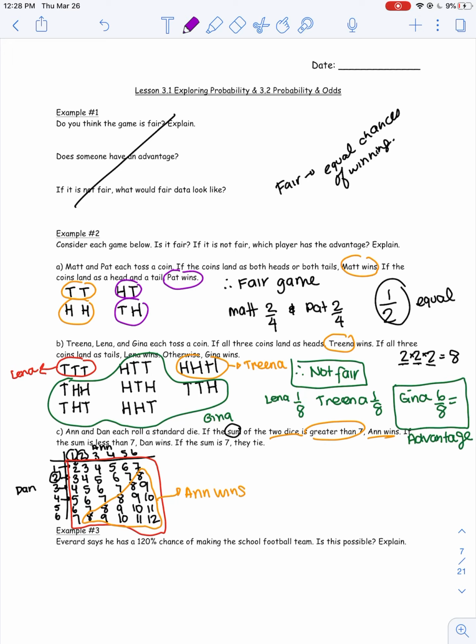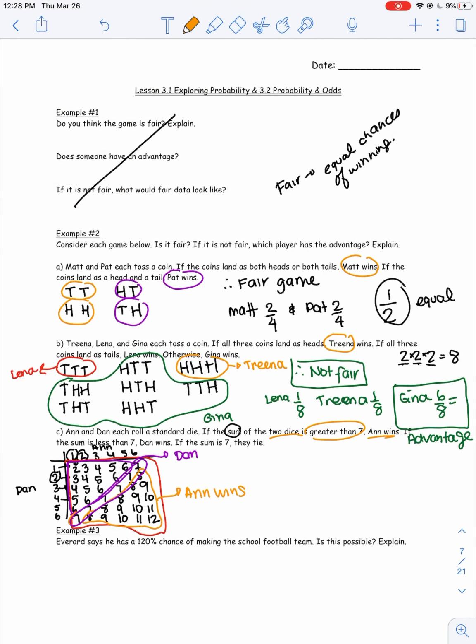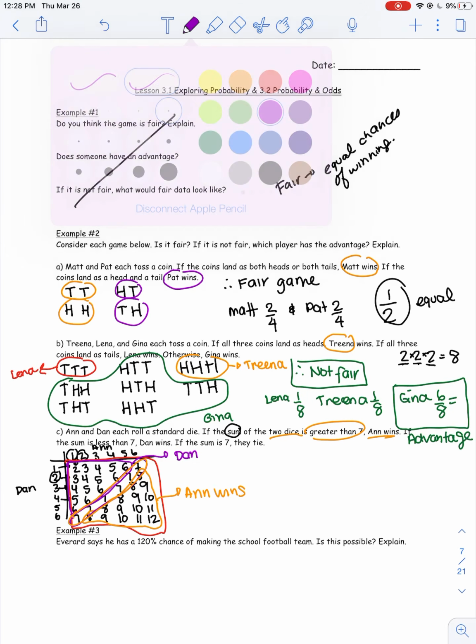If the sum is less than 7, then Dan wins. Less than 7 would be these numbers. And they both win for the sum of 7. So in this row, we have this colored in with purple, and it's also colored in with orange.